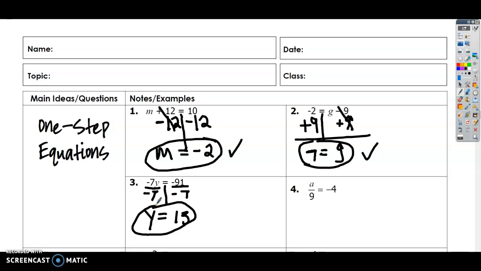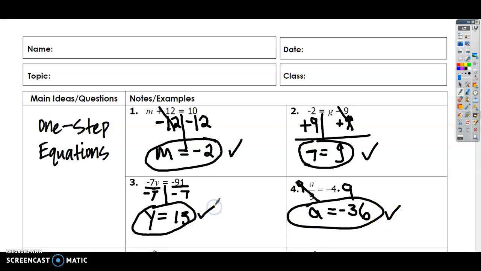All right, again, you can plug that in. Negative 7 times 13 gives you negative 91. All right, number 4, we have a quotient or division. So we're solving for a, so we need to multiply both sides by 9. Multiplication is the inverse of division, so 9's cancel on the left, and a equals negative 36, negative 4 times 9. Again, you can check that. Negative 36 divided by 9 equals negative 4, so the two sides are equal.